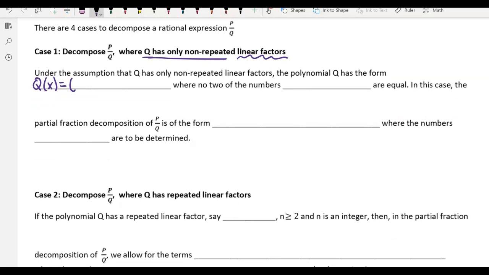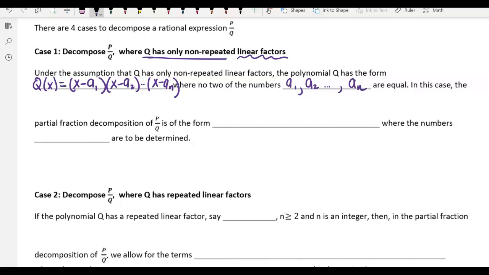linear, meaning the factor can only have a degree of 1, okay? So remember, these are factors, so technically I can have as many factors as I want. So dot, dot, dot, all the way to x minus a sub n, where no two numbers a1, a2, dot, dot, dot, an are equal, because it says non-repeating.